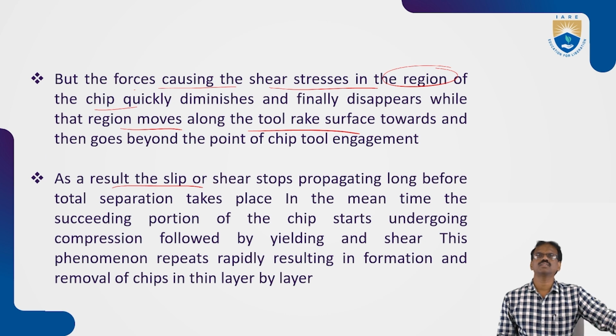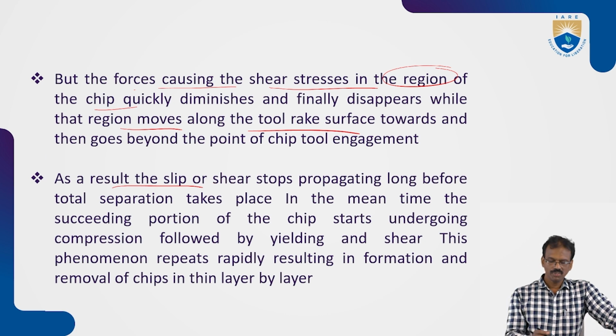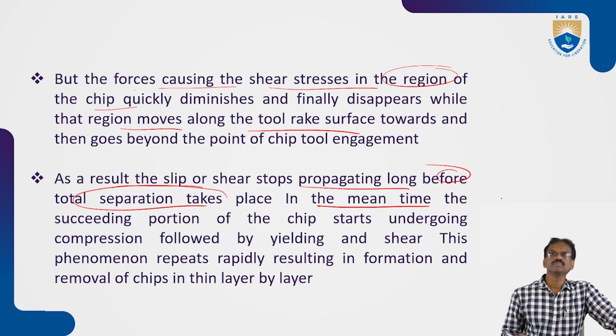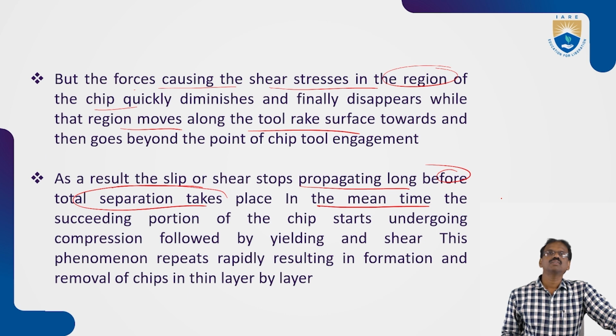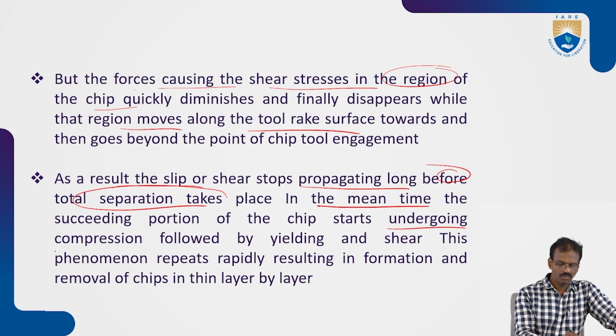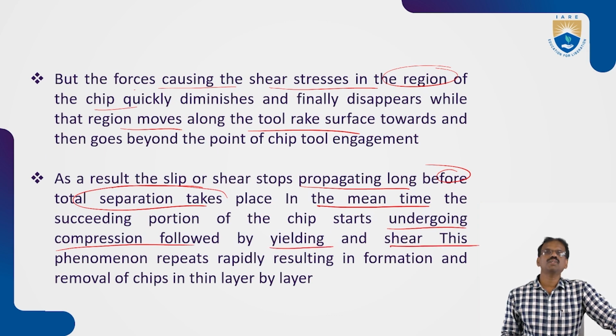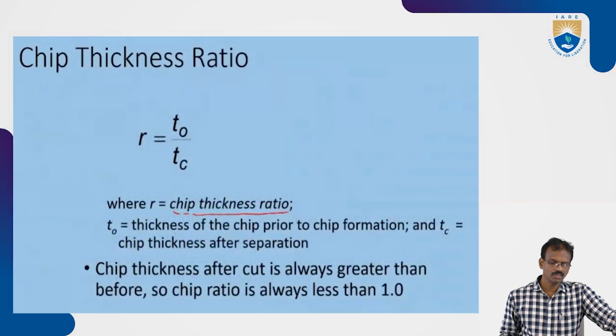As a result, slipping or shear stops the propagation long before the total separation takes place. In the meantime, the succeeding portion of the chip starts undergoing the compression, yield strength and the shear. So this phenomenon repeats rapidly, resulting in the formation and removal of the chip. In this way, the chip will be formed in machining, layer by layer.